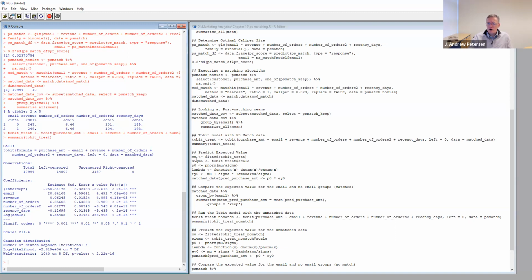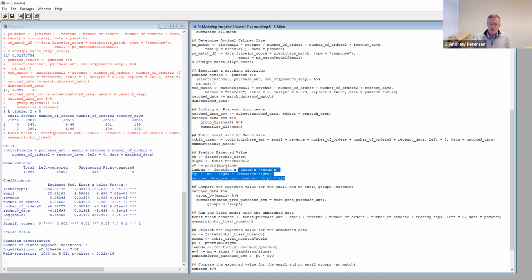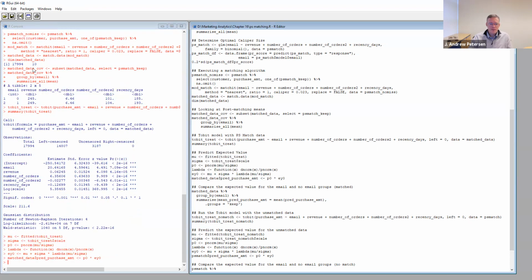So in this section, we're going to create the predicted value, and we'll call it predicted purchase amount. You can see here, that's just going to be the predicted probability that somebody buys, times, if they buy, how much do they spend, right? This will give us our expected value. So we'll go ahead and run this. So now we have the predicted purchase amount based on the matched sample and the regression that we ran.